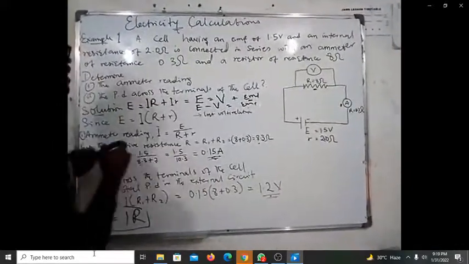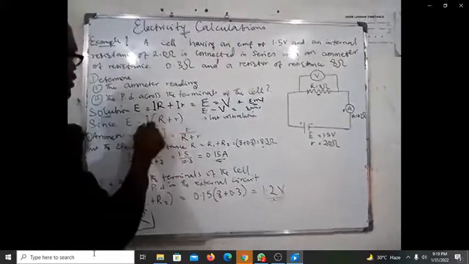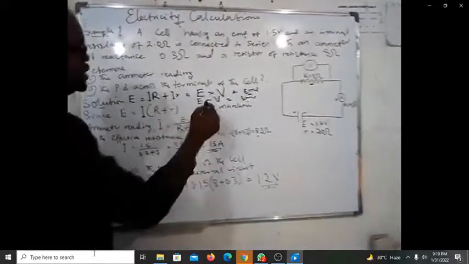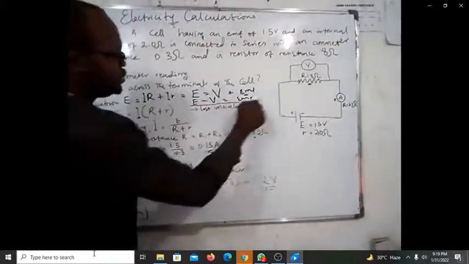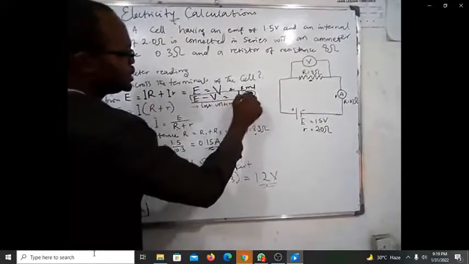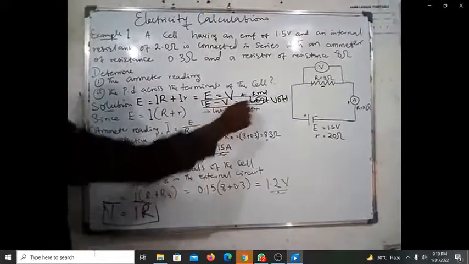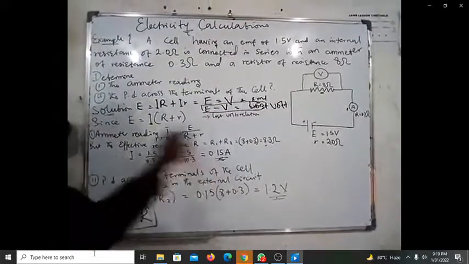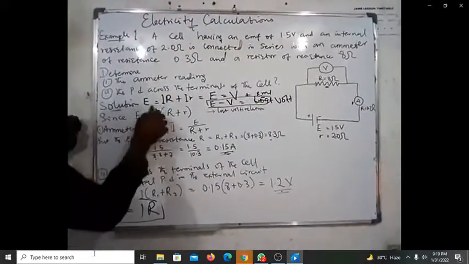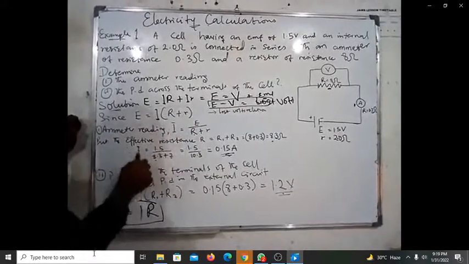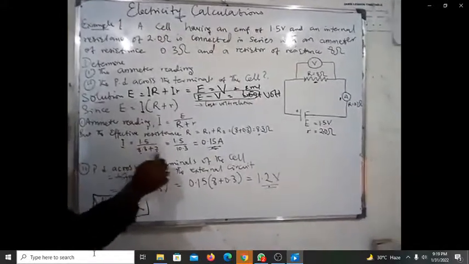The best equation to use in solving for the ammeter reading, like I told you, is the lost volts equation. Lost volts, E minus V, is equal to this. You understand? So if you write it in another way, you have this. Make I the subject of the formula. Calculate the effective resistance.